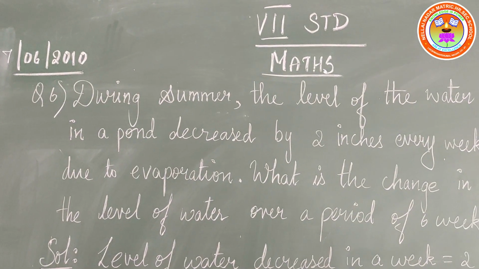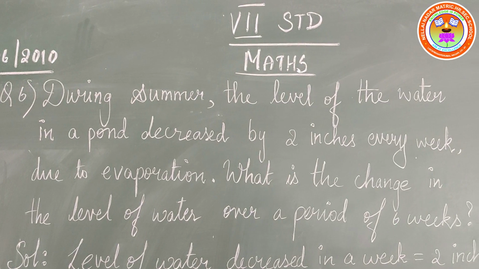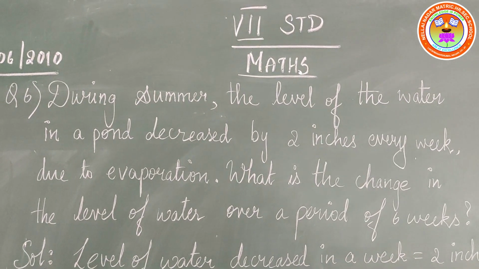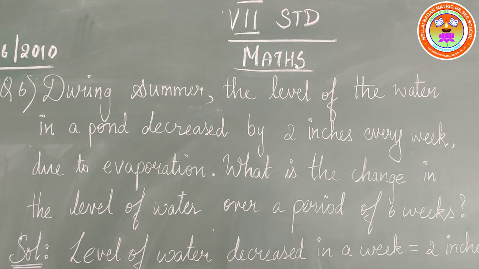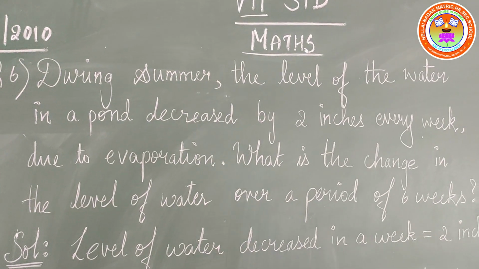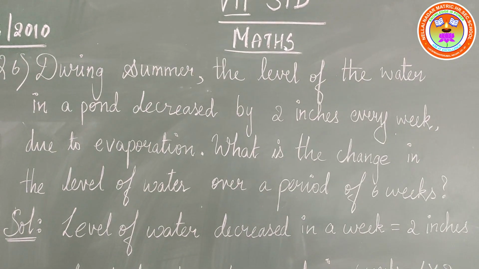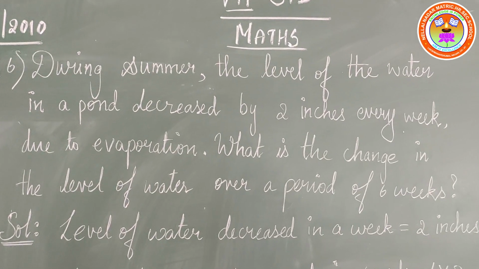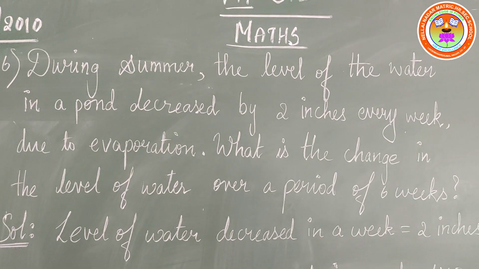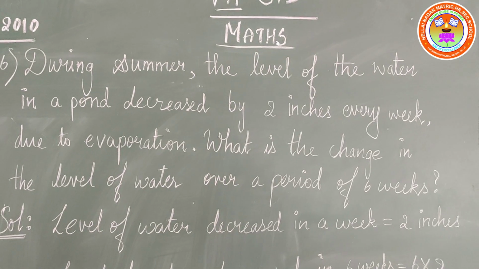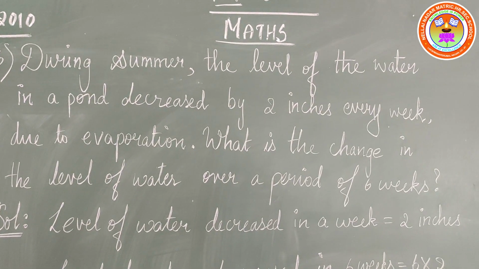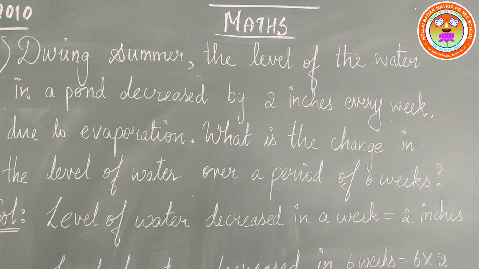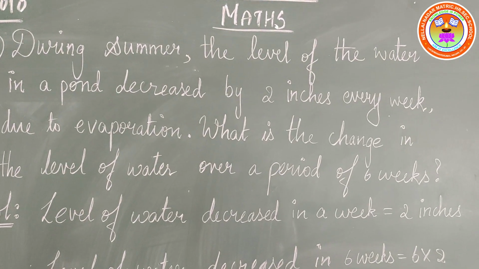Next question. During summer, the level of the water in a pond decreased by 2 inches every week due to evaporation. So there is a pond, and every week due to evaporation, what is happening? The water level is decreased by 2 inches. What is the change in the level of water over a period of 6 weeks?